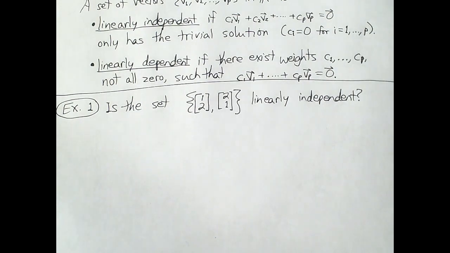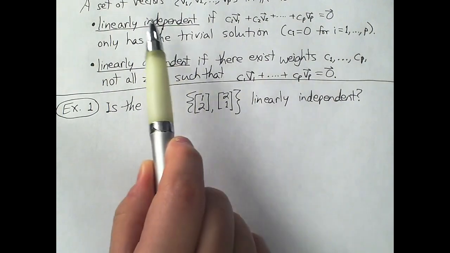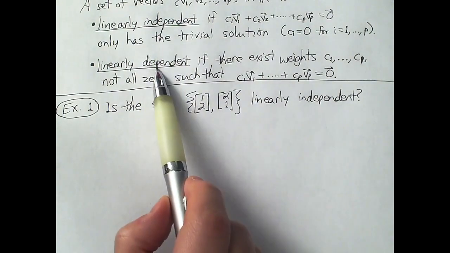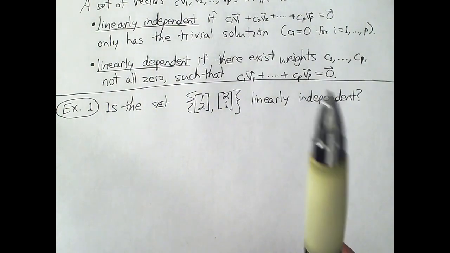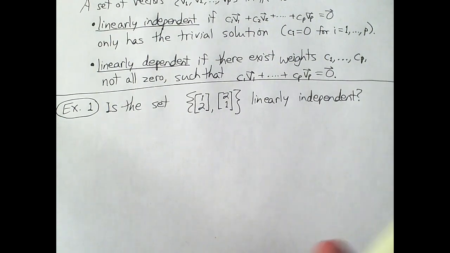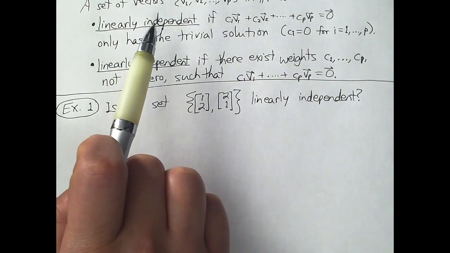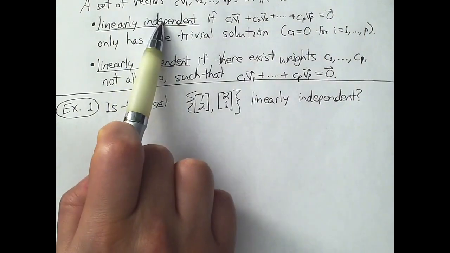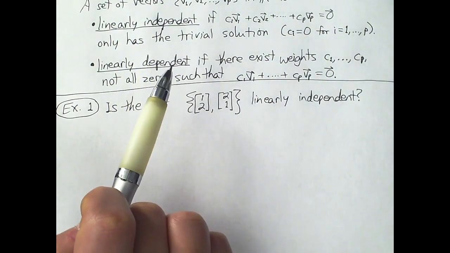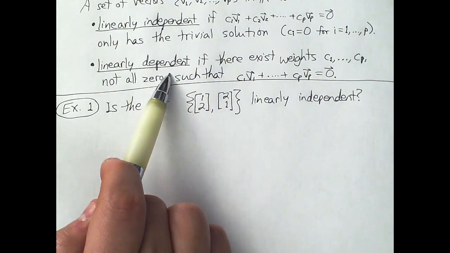You have to be a little careful in linear algebra classes to check which one it is asking for. I'm not going to try to give you trick questions. I'm not going to try to do that on purpose, but just be extra careful: is it asking me, is the set linearly independent, or is it asking me, is the set linearly dependent? Okay?